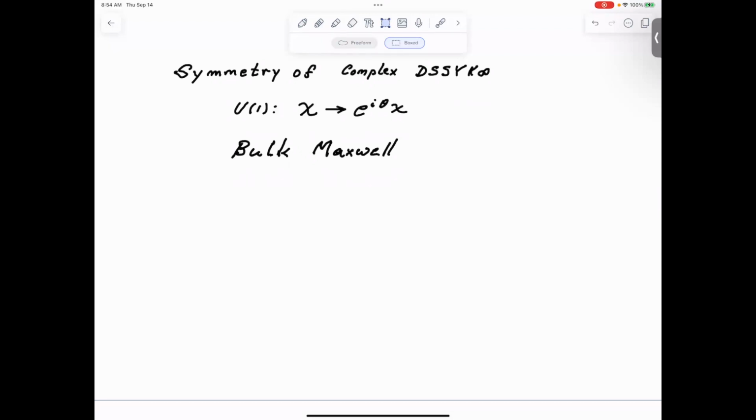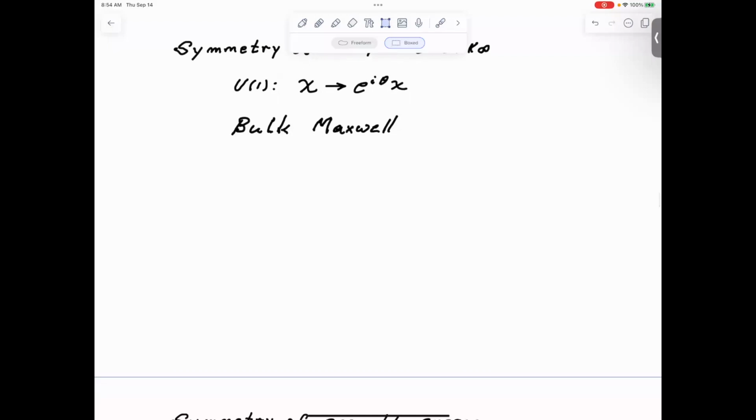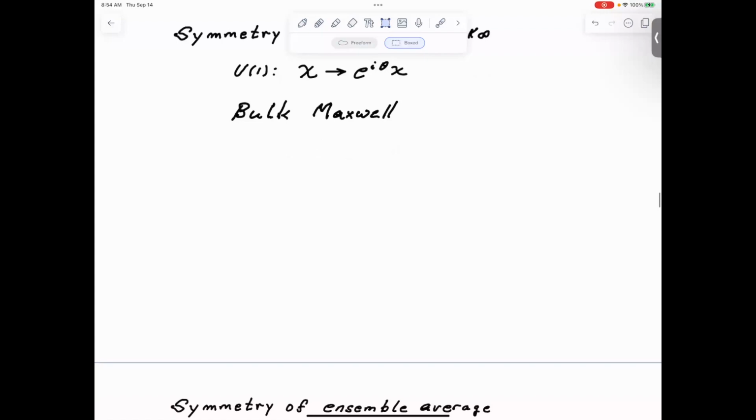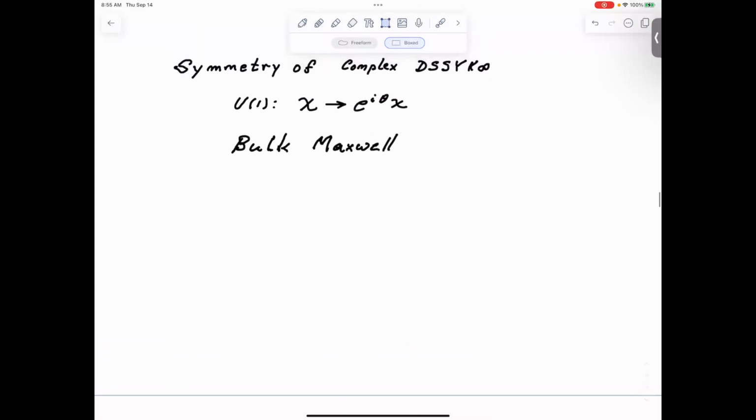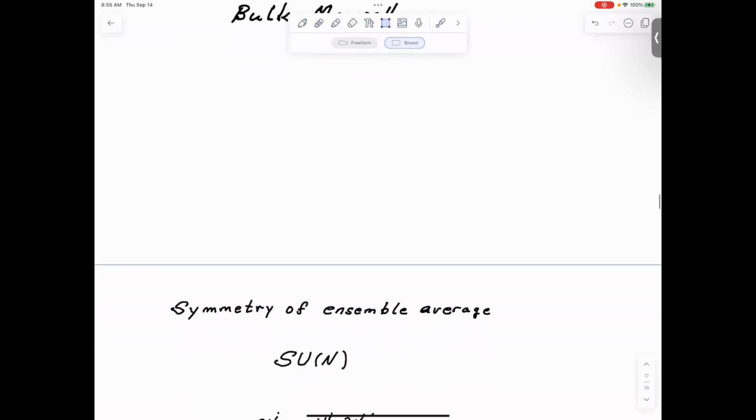All right, what are the symmetries of complex DSSYK infinity? Well, first of all, because it's complex, it has a U(1) symmetry. The U(1) symmetry takes chi to e^{iθ} chi, and that symmetry is associated with the bulk Maxwell degrees of freedom, which I will assume exist. Bulk Maxwell degrees of freedom, photons in the bulk, are associated with this U(1) symmetry. We'll come back to that.